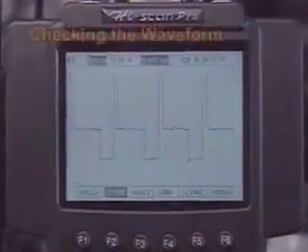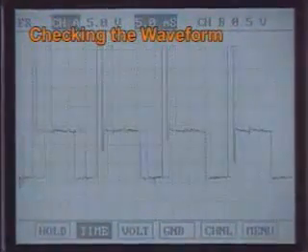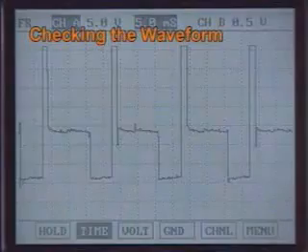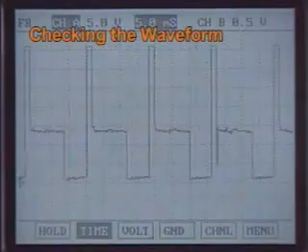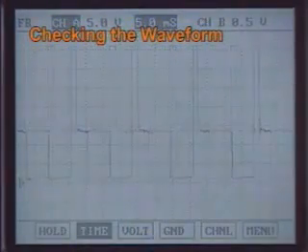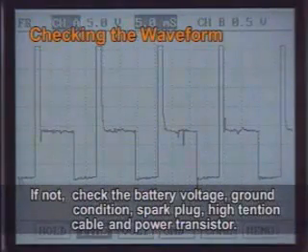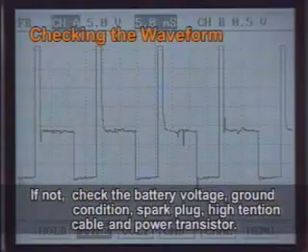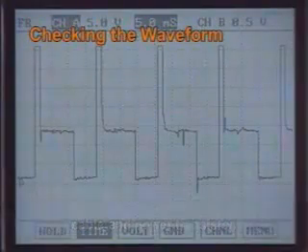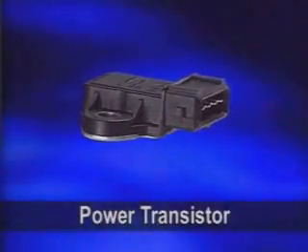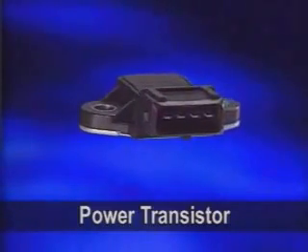To check the waveform, measure it at the primary coil. The waveform at the primary coil on timing should look like the waveform on the screen. If not, check the battery voltage, ground condition, spark plug, high-tension cable, and power transistor. To check the power transistor, measure the waveform.